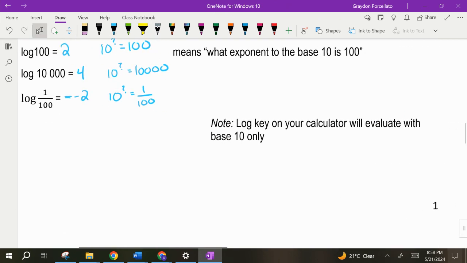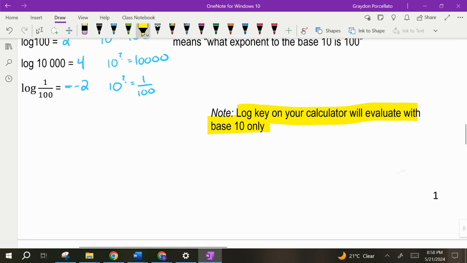So you see this, the log key in your calculator will evaluate with base 10 only. Now, some of your calculators allow you to modify that base, but not all calculators do. Okay?